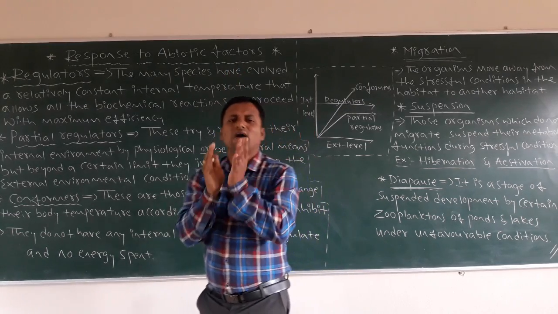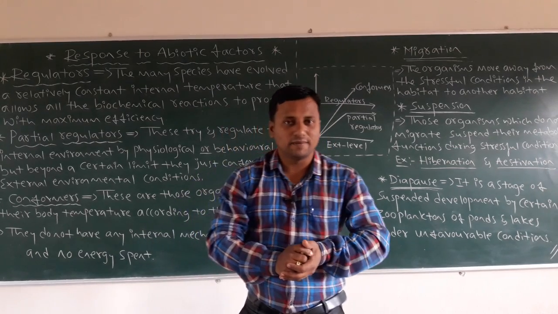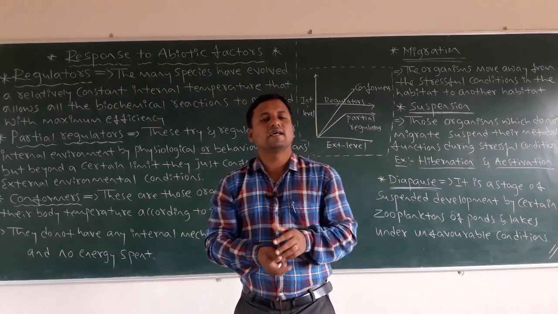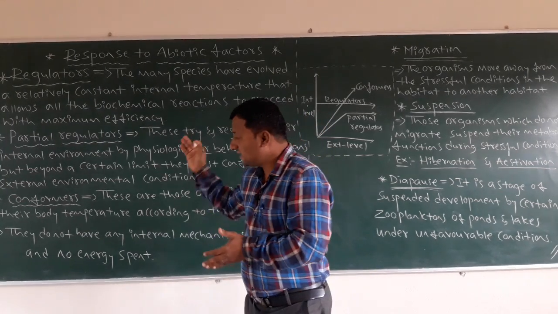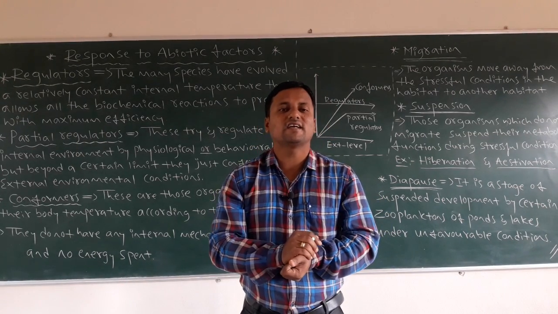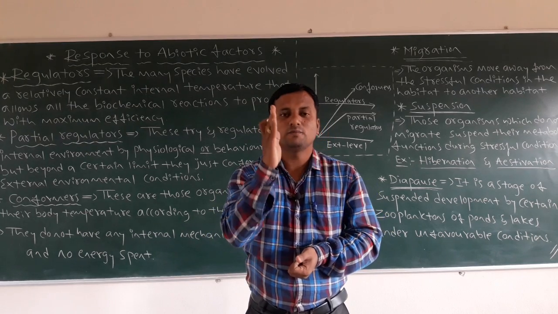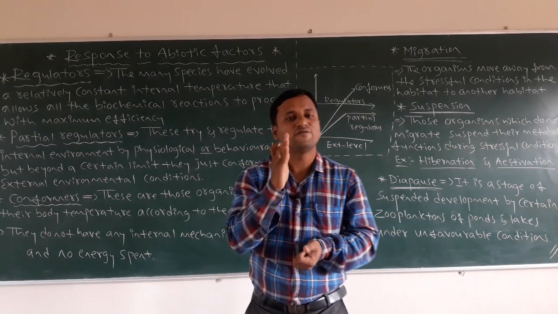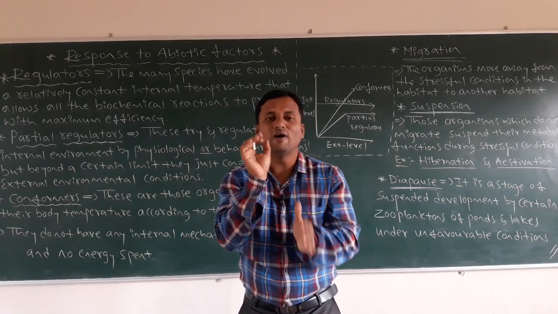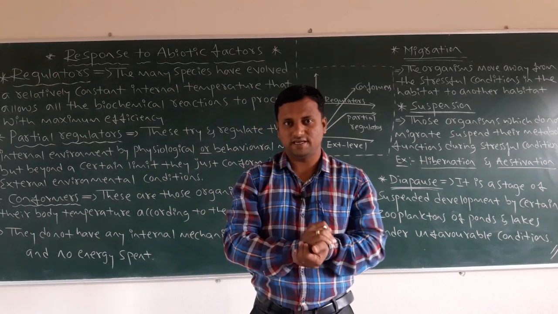So how do the organisms respond? Based on the response, three types of organisms are mentioned. The first is called regulators, the second is called partial regulators, and the third is conformers. These regulators, partial regulators and conformers are based on how the organisms respond to the abiotic components.